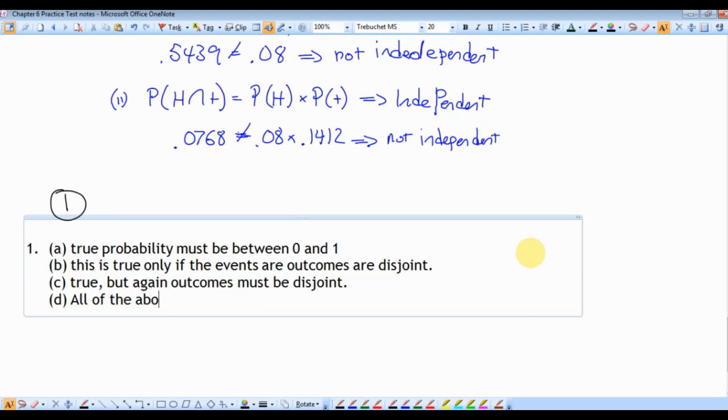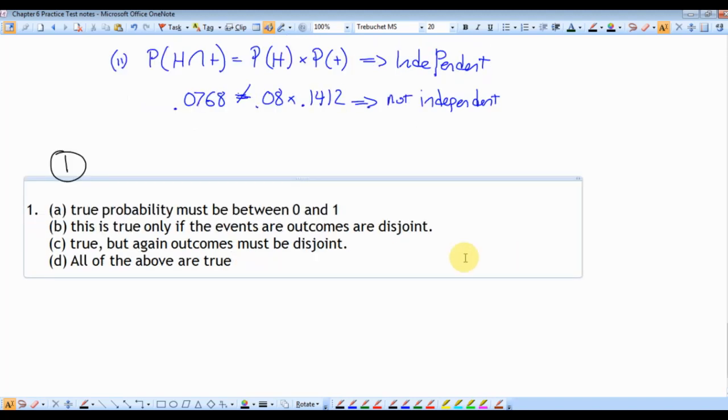But the answer was C. No, E. It was A and B only? E. The answer was E. Okay, so that's the whole thing with the outcomes must be disjoint.